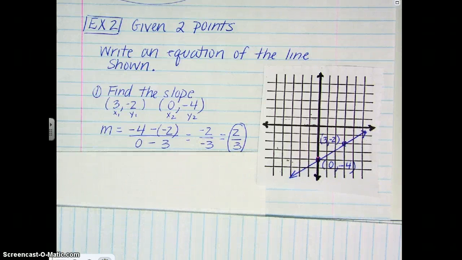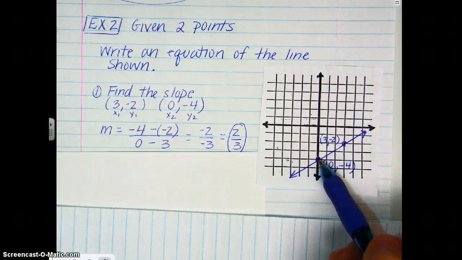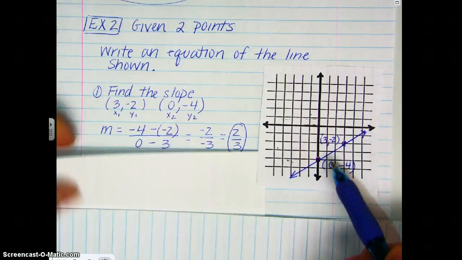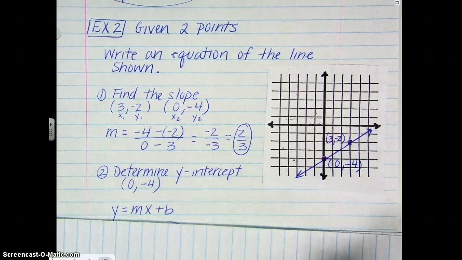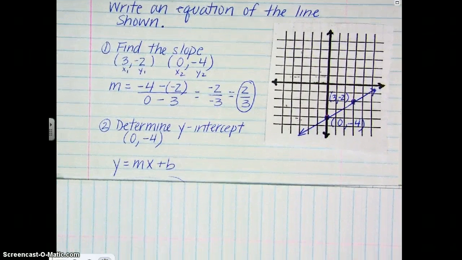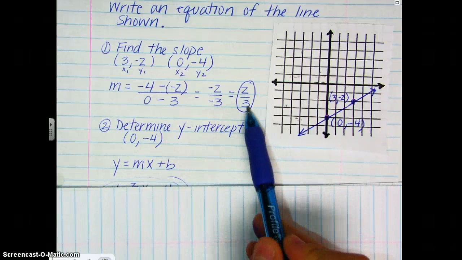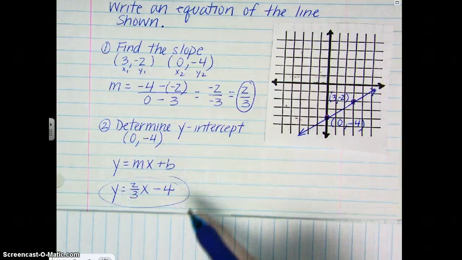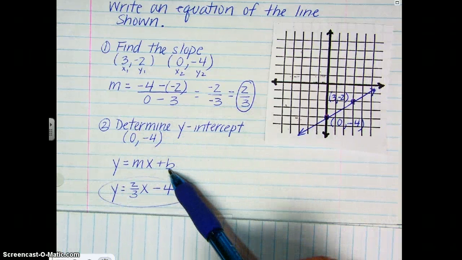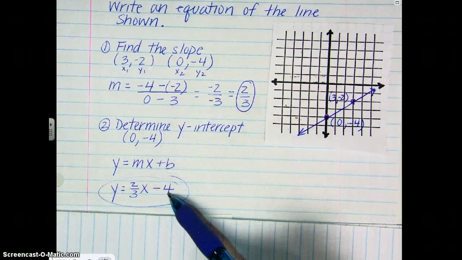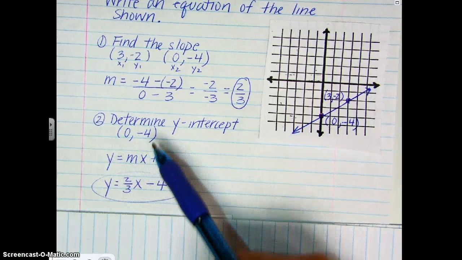So I have my slope. Now I just need my y-intercept. Luckily in this case, it's given to me right here. My y-intercept, or the point where my line crosses the y-axis, is the point (0, -4). So if I want to write the equation in slope-intercept form, I plug in 2/3 for m, which is the slope, and I replace b, the y-intercept, with -4 because the y-intercept occurs at -4.